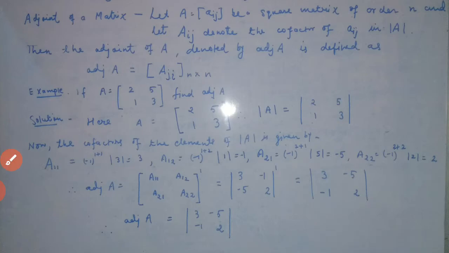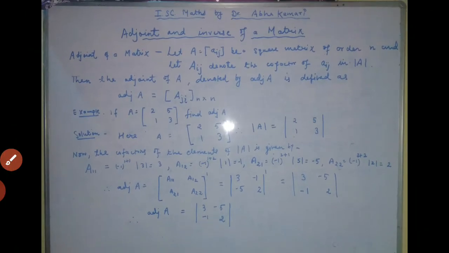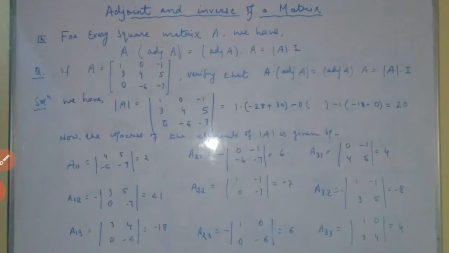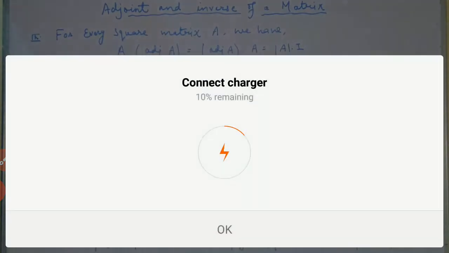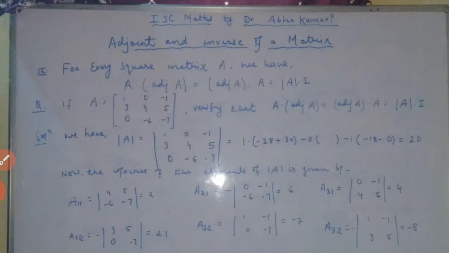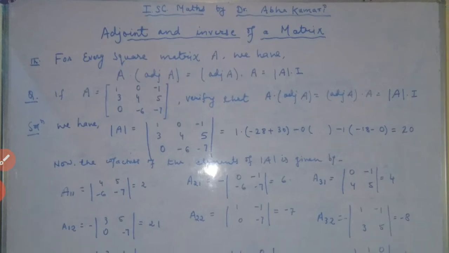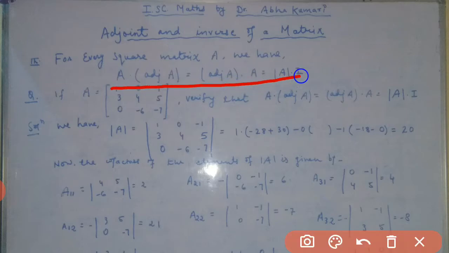Fine. So next let us see some problems. For any square matrix A, we have A into adjoint of A equals adjoint of A into A, and that equals determinant of A into I. So let us first do some problems for this. This is very, very important. Questions will be asked in the exams on this theory.